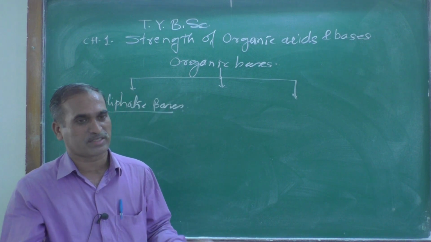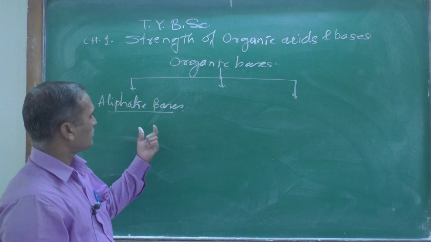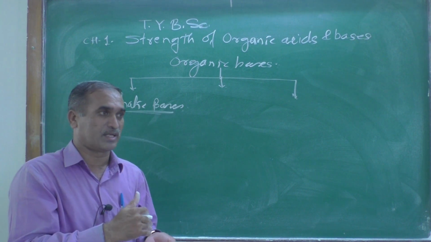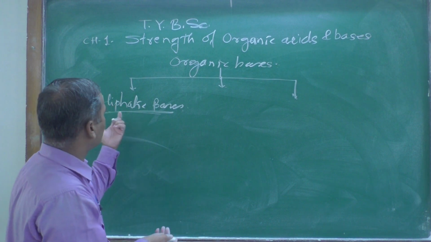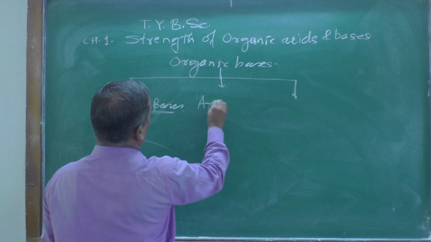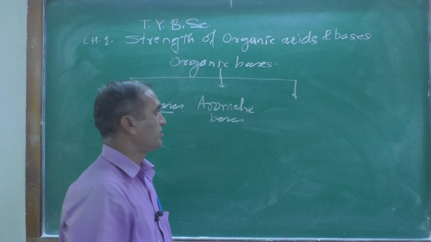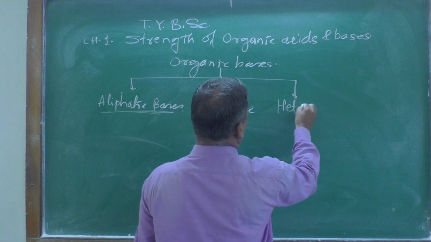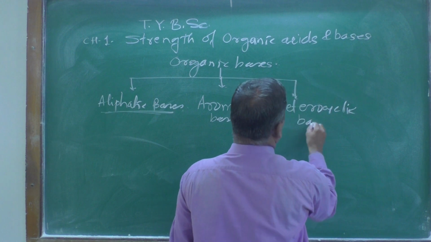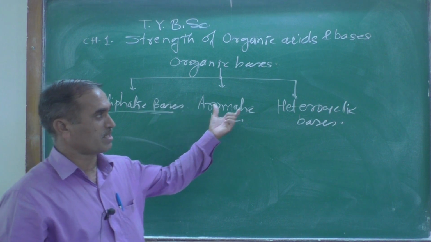If a sooty flame comes, you say that an aromatic compound is present. If not, it is saturated, meaning aliphatic compounds are there. Aliphatic may be an acyclic or open chain compound, or maybe a cyclic one. The second one is called aromatic bases, and the third one is known as heterocyclic bases. These are the 3 main types of organic bases: aliphatic bases, aromatic bases, and heterocyclic bases.